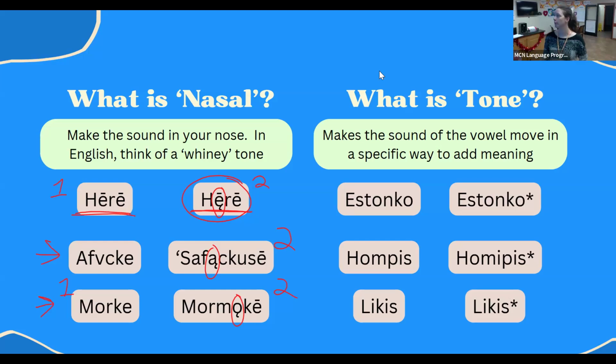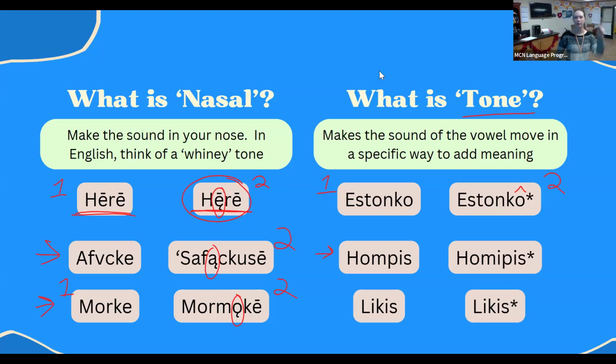Okay, versus now, what is tone? Tone. So that's the sound of the vowel moving in a specific way to add meaning. So each one of these, column 1 is wrong. Column 2 is correct. 2 is the one that will have the tone added. So let's see if you can hear where the tone is, and I'll draw it in a second. So the first one, wrong, right? Estongo. The second one, that's correct. Stongo. Okay, listen again. Estongo. Number 2, the correct one. Stongo. So if you're hearing it right here is where our tone is. Stongo, right?